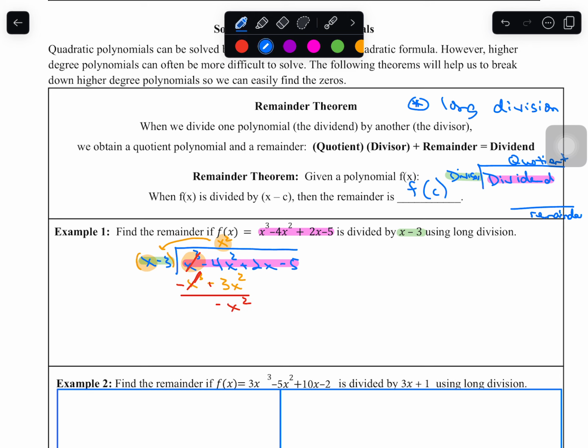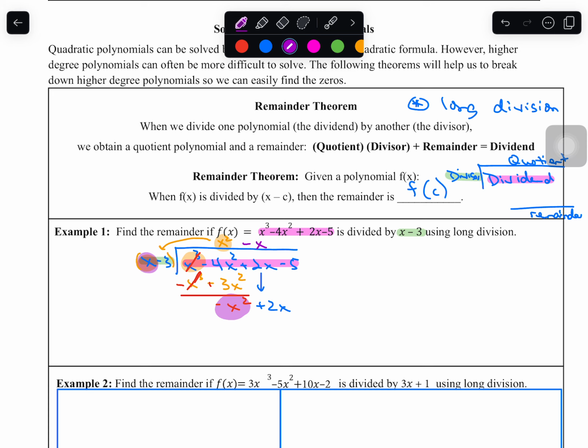That's the first step in the process, and I'm going to repeat that over and over again until all of the terms in the dividend, the stuff in pink, are gone. So now I'm going to bring down the 2x, and I'm going to do the exact same thing. I'm going to ask myself, what do I need to multiply x by to get negative x squared? And in that case, it would have to be minus x or a negative x.